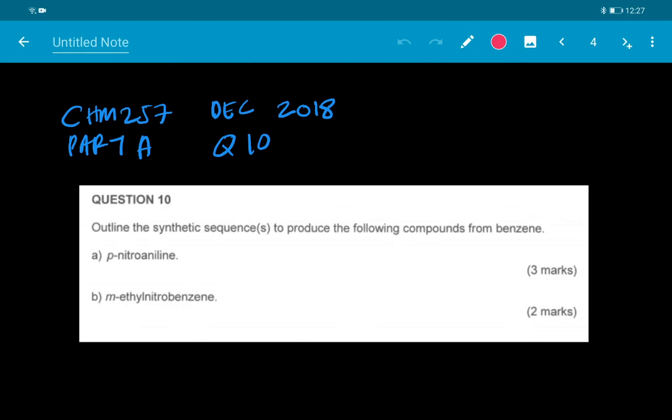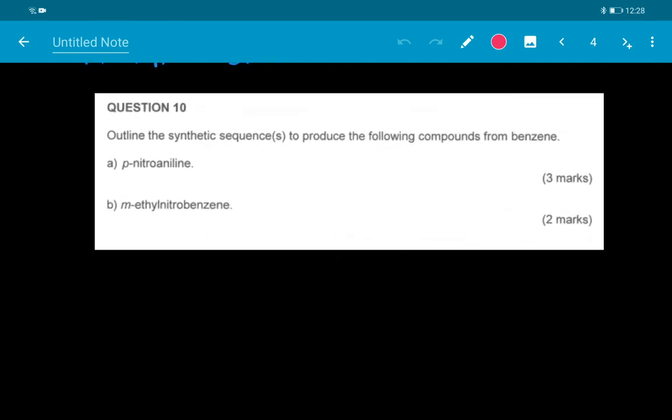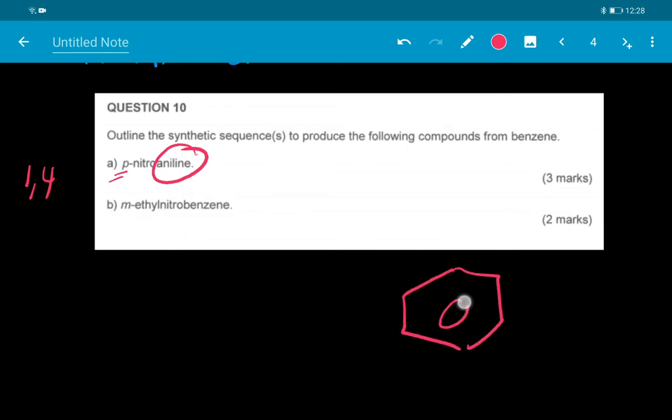And finally, moving on to the last question, CHM 257, December 2018, part A, question number 10. First and foremost, we need to draw the para-nitroaniline. The para is referring to the position of the substituent at carbon 1 and 4. So again, we're going to draw the aniline structure first because it is the parent. Aniline is a benzene compound where one of the hydrogens is replaced with NH2. So this structure will be called aniline.